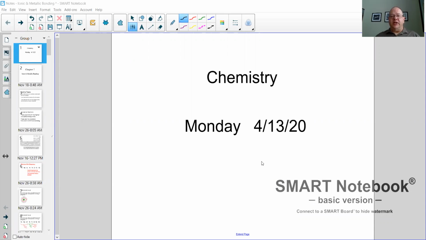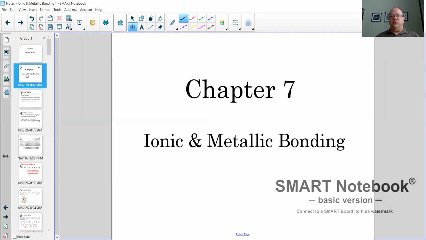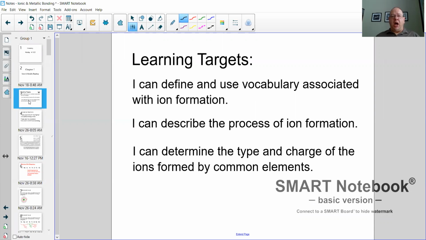So it is Monday, April 13th, 2020, and we are in chemistry class, and we are starting a new chapter. Chapter 7 is going to be on ionic and metallic bonding. Our learning targets today: I can define and use vocabulary associated with ion formation. I can describe the process of ion formation. I can determine the type and charge of the ions formed by common elements.